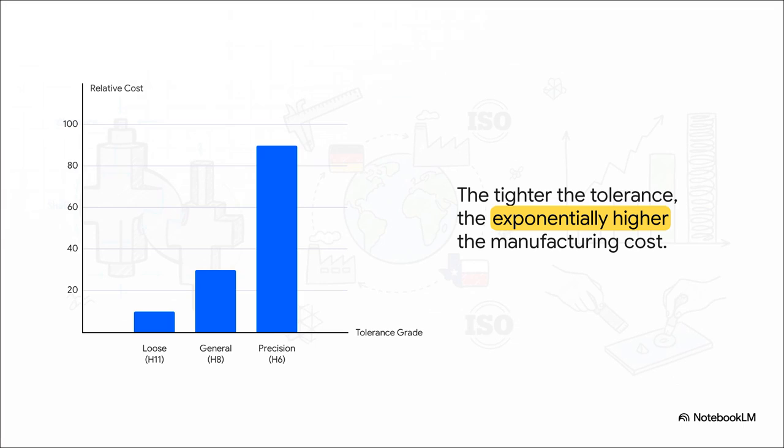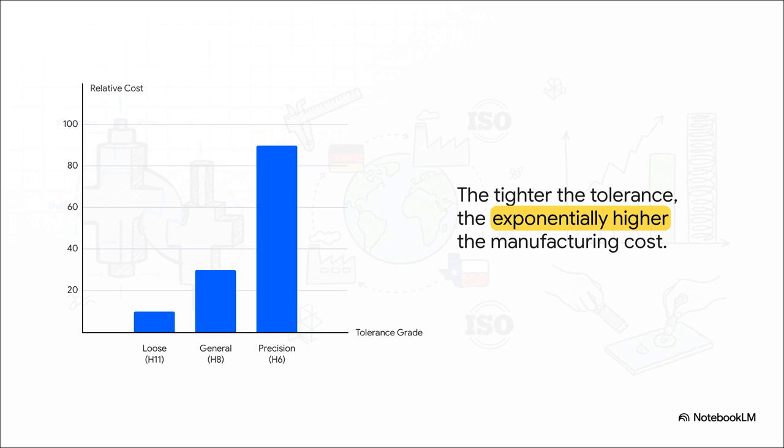And this chart right here perfectly illustrates the single biggest trade-off in all of manufacturing: precision versus cost. A loose tolerance, say an H11, is cheap to make. A general-purpose one, like H8, costs a bit more, but the second you demand high-precision tolerances like H6, the cost doesn't just climb, it explodes. Why? Because now you need more expensive machines, intense quality control, constant tool changes, the whole shebang.